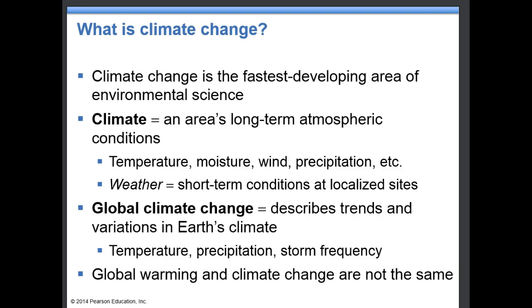Wind is going to change, the heating and cooling patterns. Hot air, as we know, rises, cold air sinks, and the faster it warms, the faster it cools, the higher the winds. And if these winds are occurring over warm, moist waters, it's going to pick up precipitation. So this is where we get our weather from, those short-term conditions that are very localized. And we can't confuse weather with global climate change, because climate change describes the trends and variations within the Earth's climate.